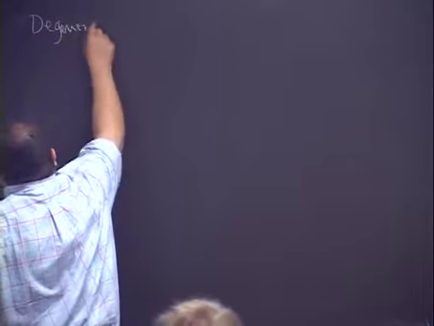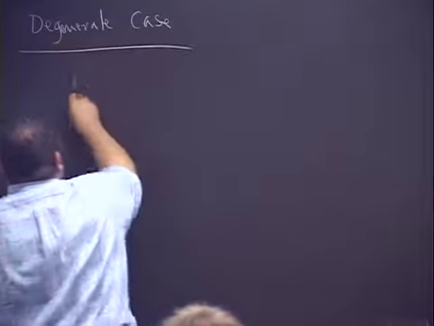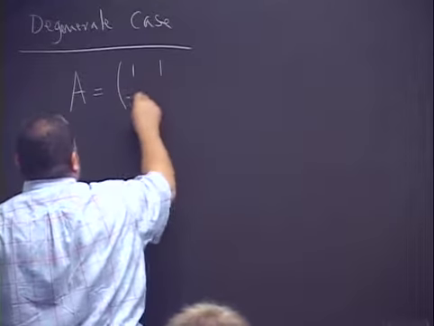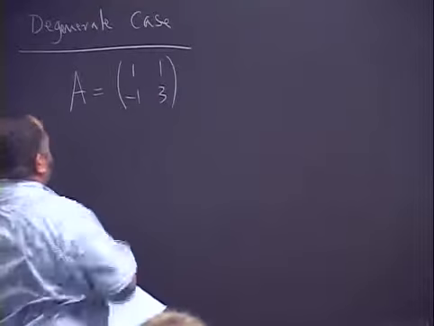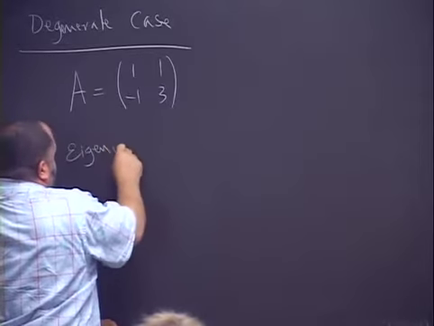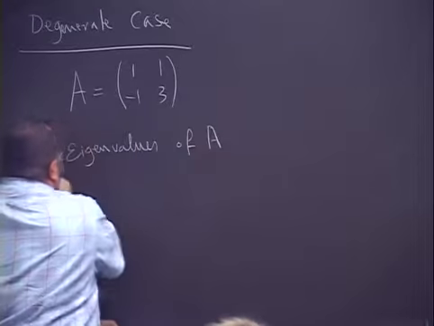So again, last time we discussed the non-degenerate case. Now let's go ahead and discuss the degenerate case. In the degenerate case, assume that we have a matrix A equal to [1, 1; -1, 3]. So what we did last time is, first of all, we have to figure out the eigenvalues of the matrix A. So this was the first step.